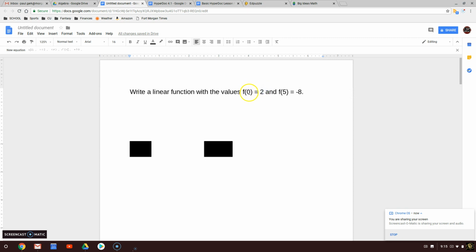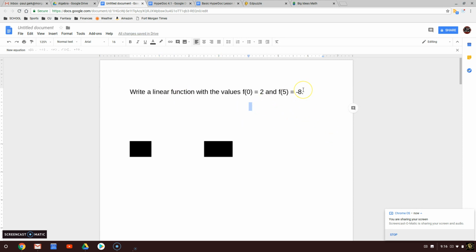So in this situation, our input is 0 and our output is 2. Over here, our input is 0 and our output is -8. So we need to use these two things to write a linear function with these values. Also remember, our input is going to have to do with our x values, and our output is going to have to do with our y values. So this one looks difficult, but it's going to be quick and painless, I promise.